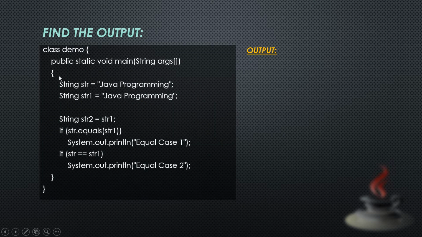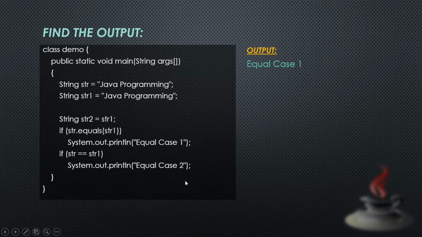So here the class Demo, void main(String[] args). There are two strings, one is str and another one is str1. Now str2 is equals to str1, meaning str1 is assigned to str2. So if str.equals(str1), here I am using the equals method, then System.out.println("equals case 1"). Similarly, if str == str1, then System.out.println("equals case 2"). And what is the output?